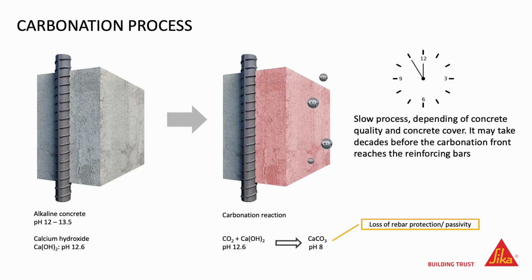However, when the carbon dioxide molecules present in the atmosphere penetrate the concrete, they react with the calcium hydroxide and produce calcium carbonate. This reaction is actually not negative to the concrete itself, but results in lowering the pH to around 8, and at this pH level, the passivity of the steel is lost. This is a slow process and may take years for the carbonation front to reach the level of the reinforcing bars, especially if the concrete quality is good and the concrete cover is high.